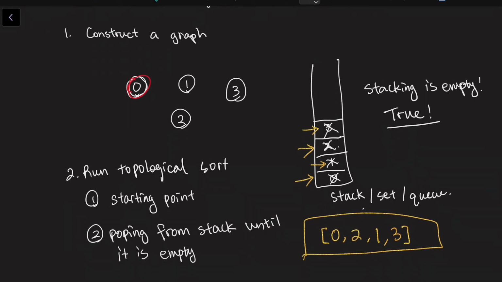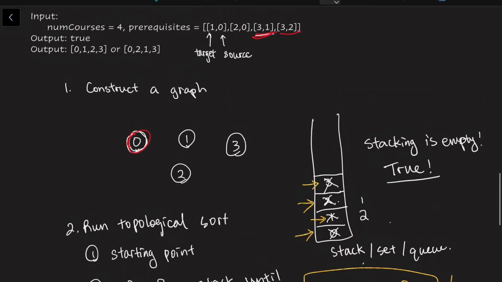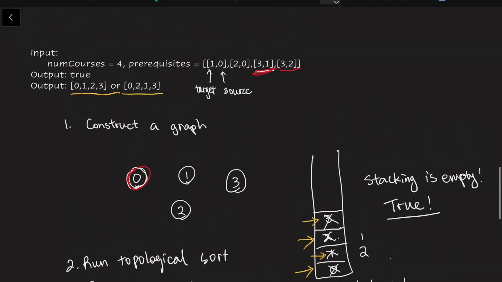If we have pushed in 2 and 1 in reverse order, so if 2 goes in first and the 1 goes in later, it's still going to be the same. So it's going to be 0, and then 1, and then 2, and then 3. This is also a valid answer. See here.